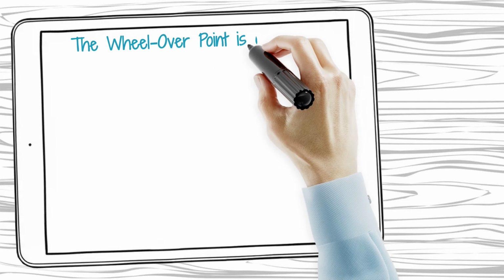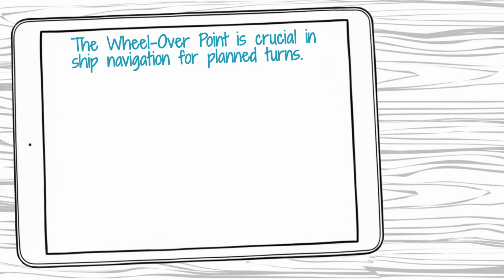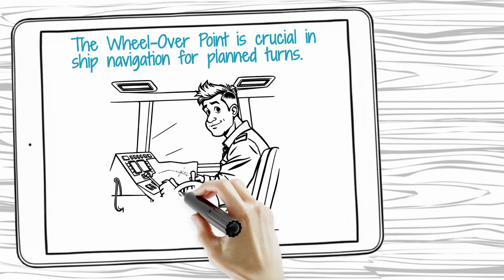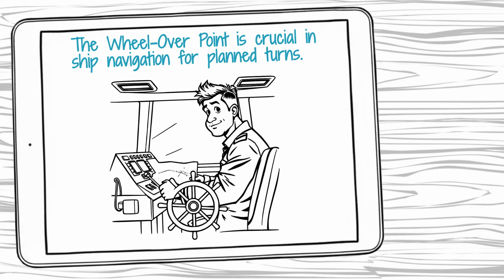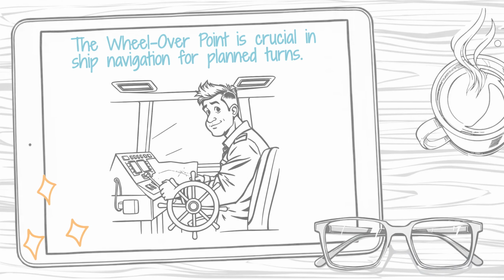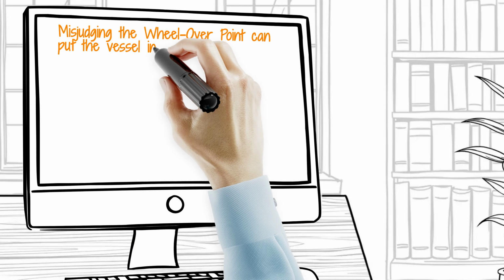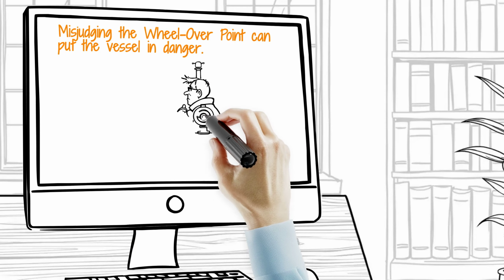The wheelover point is one of the most crucial elements in ship navigation, especially when making a planned turn. It's the precise location where the helm must be moved to begin the turn so the ship follows the intended track and settles onto the new course exactly at the required point. Miscalculating this point can lead to the ship overshooting a channel, running aground, or entering danger.